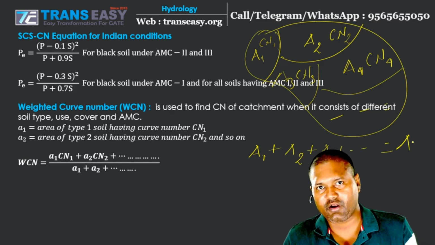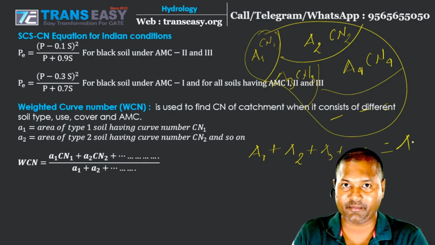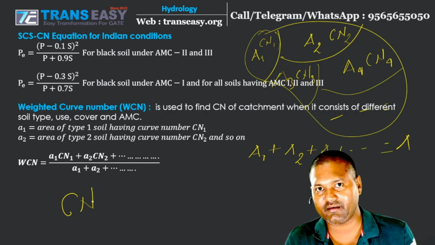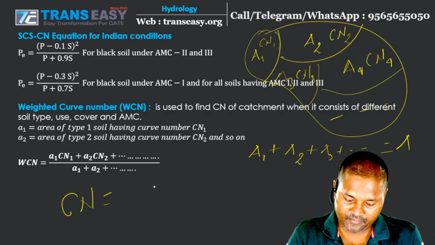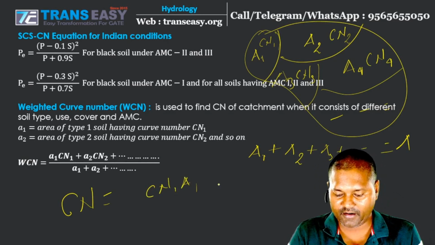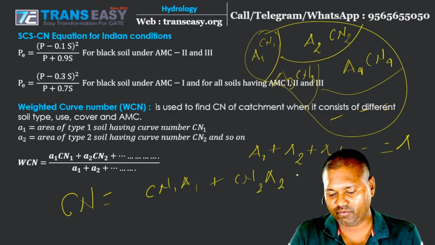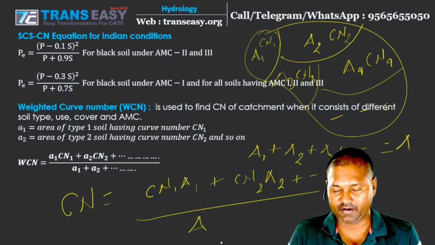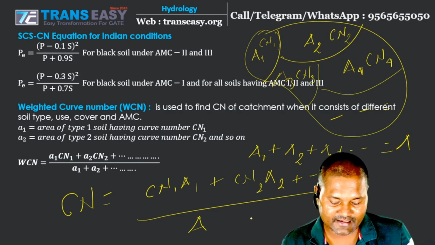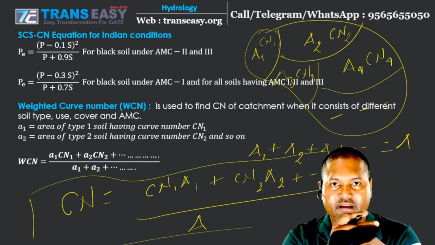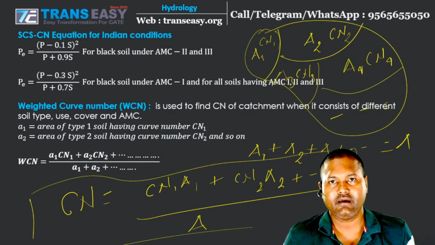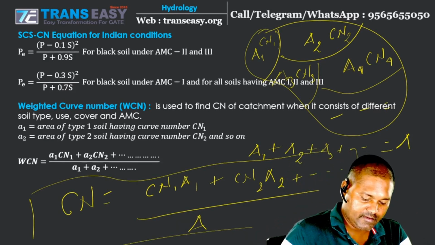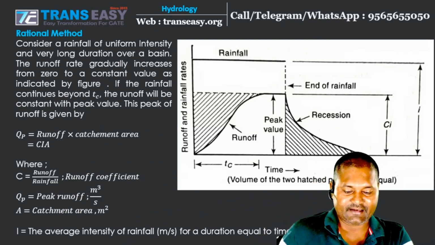So we have a very simple formula to find weighted curve number of this entire catchment under this varying condition. This is a single average value assigned to this entire catchment. CN1 A1 plus CN2 A2 plus dot dot dot divided by total area of the catchment. ओके, सो दिस इज फॉर्मूला टू कैलकुलेट weighted curve number or curve number of catchment which is having different soils. Okay, rational method.